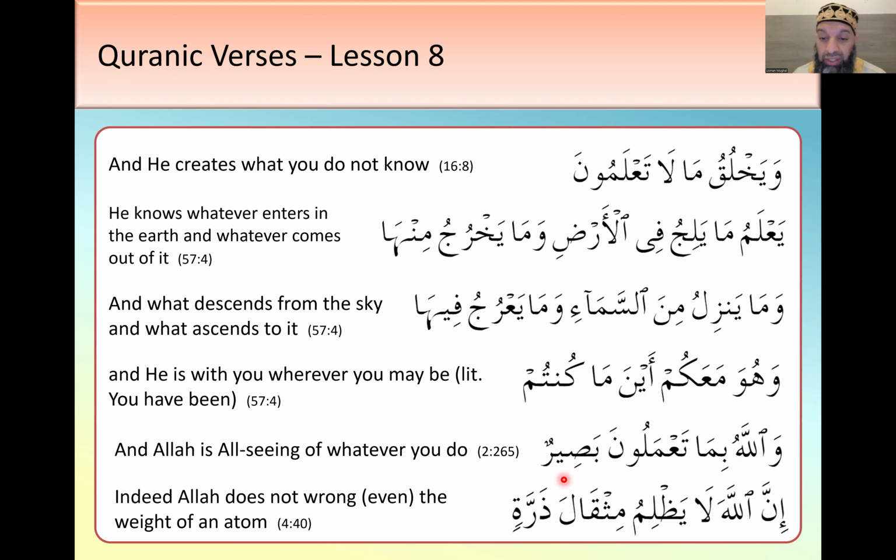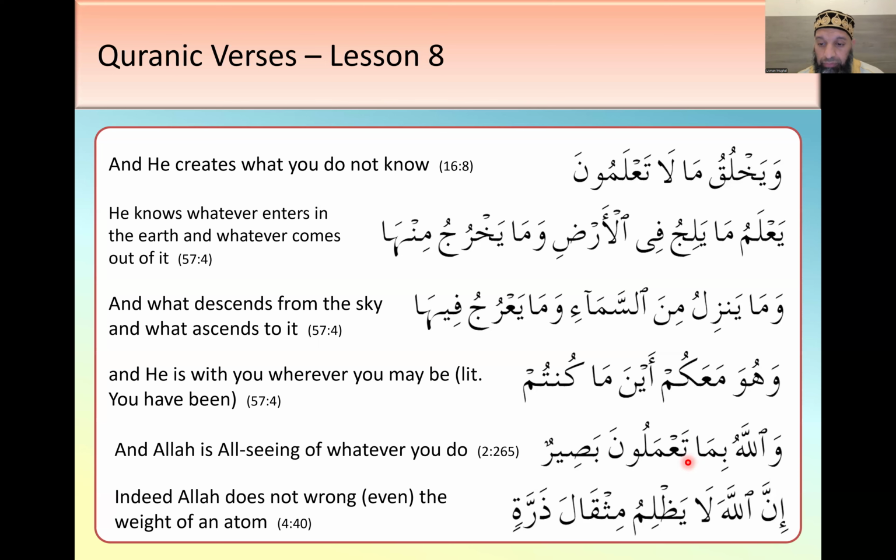Basir is to see. Basura is the verb to see. So Allah, regarding whatever you do, He sees. Allah sees everything that you do. The main thing here is ta'maluna, you all do. If it were they all do, it would be ya'maluna. But ta'maluna is you all do, like the actions you do.